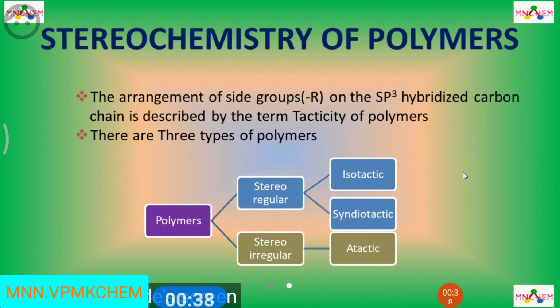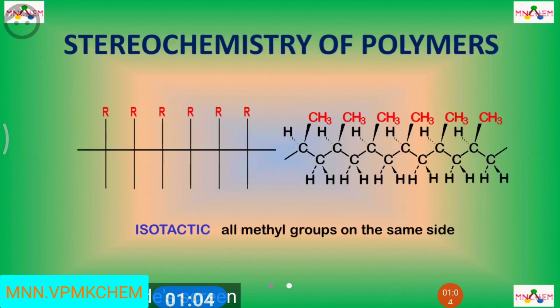Polymers which are termed as stereoregular are again subdivided into two types known as isotactic polymers and syndiotactic polymers. Whereas in the stereoirregular polymers, the R groups are arranged randomly and called atactic polymers. So let's see these types one by one.